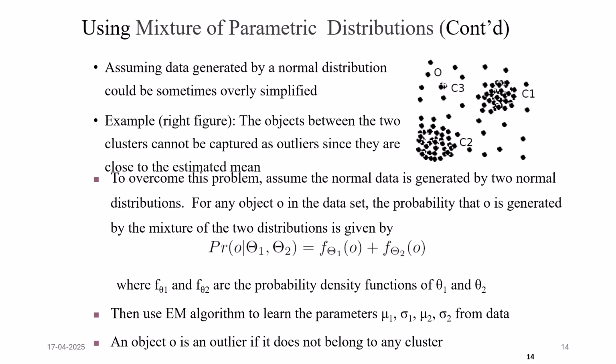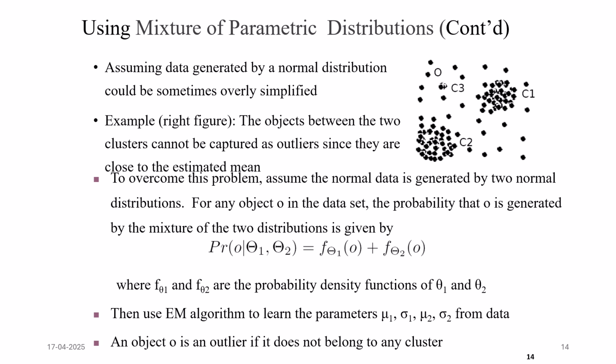Consider the data set as shown on the screen. There are two big clusters, C1 and C2. Assuming that the data are generated by a single normal distribution will not work well here. The estimated mean is located between the two clusters and not inside any cluster. The objects between the two clusters cannot be detected as outliers since they are close to the mean value.